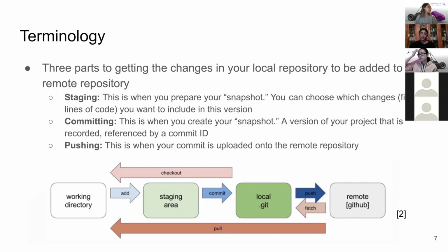After you're in your staging area, you actually create your snapshot. This is a version of your project that is recorded. It's referenced with a commit ID and a commit message. You can see in the picture below, you go from your staging area to your local Git repository using the commit command. And finally, there's pushing. This is when you upload your commit into the remote repository.